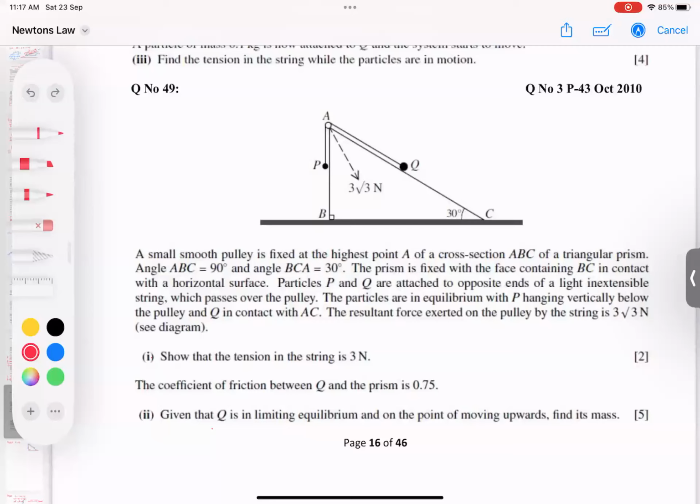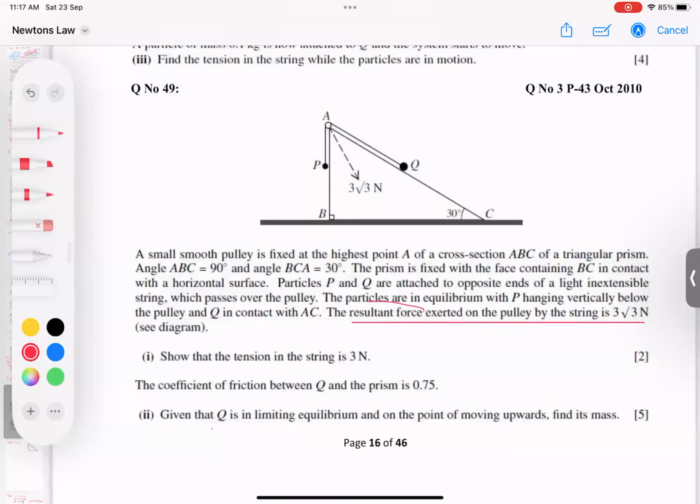So let's see what the question mentions here. If you see, there's a right angle triangle, 30 given, 90 given, okay? And this is most important in this question, the first part is to find the tension. But this sentence is very, very important, students.